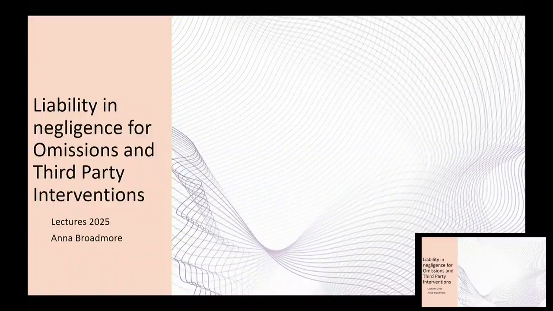So, what we are going to move on to today is liability and negligence for omissions. Does this sound really loud to you, or is this okay? Too loud? Good? Yep, okay. Is liability and negligence for omissions in third-party interventions.